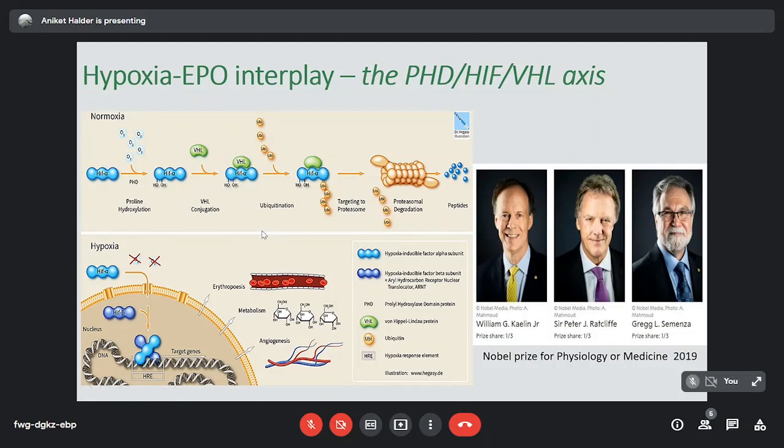And the discovery of the role of this tumor suppressor protein VHL in the degradation of the HIF alpha molecule and regulation of the hypoxia erythropoietin pathway is very significant, and these three gentlemen, Mr. William G. Kaelin Jr., Sir Peter Ratcliffe, and Sir Greg Semenza, were given the Nobel Prize for Physiology or Medicine in 2019 for correlating and for designing this pathway, which aptly describes the hypoxia erythropoietin interplay.